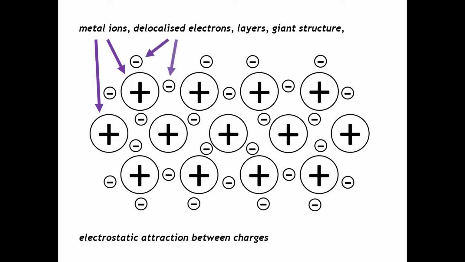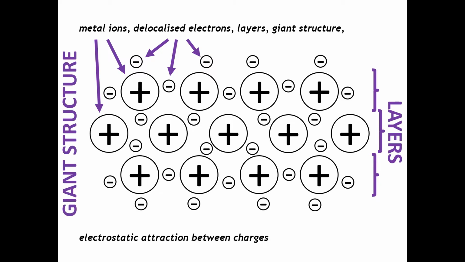Delocalized electrons are these here. I've just labeled 3. You may have labeled 1, maybe 2. Now the layers: there's one layer here, a second layer below, and a third layer at the bottom. We can label those simply as the different layers. The whole thing is a giant structure, a repeating pattern of these charges over and over again, forming this large structure, the metal itself.